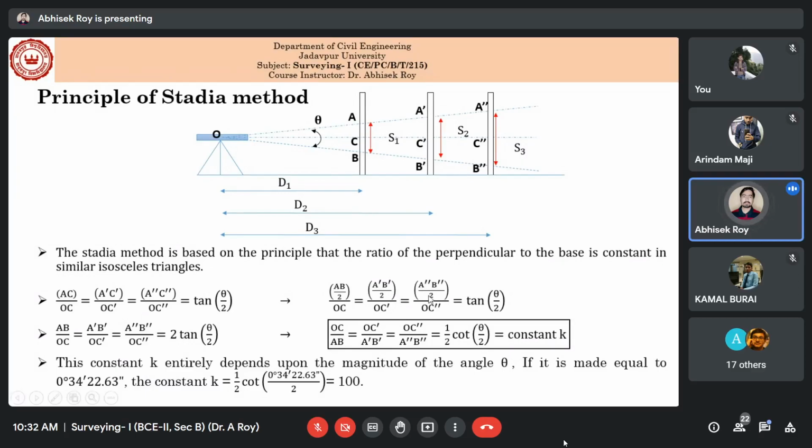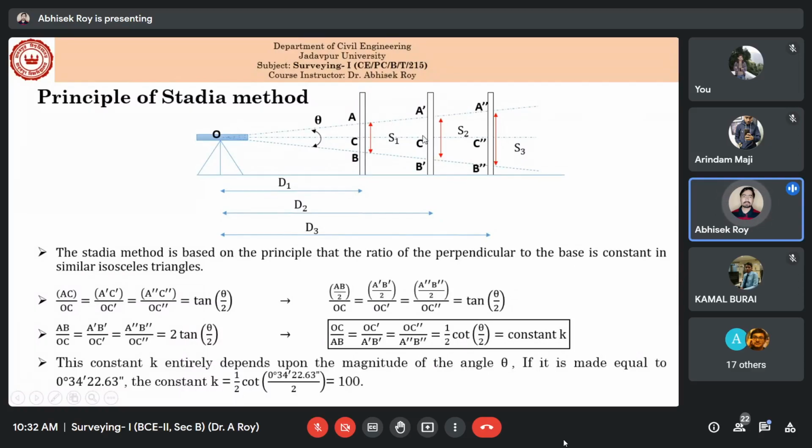As I have told you in the very first two slides, in the Stadia method we will apply the concept of similar triangles, or similar isosceles triangles, right? You can see we are holding our staff at different points. If your upper stadia reading corresponds to point A, your middle stadia reading corresponds to point C, and your lower stadia reading corresponds to point B when your staff is held at D1.